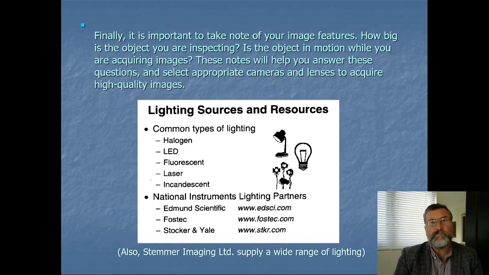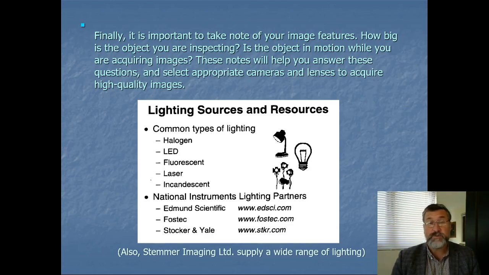So the image features, of course, are also important. How big the object is you're inspecting, whether you can get it in field of view, we'll look at that. Is the object in motion while you're acquiring the images? Years ago, we used to use strobes if you had objects in motion. Nowadays, we don't need to do that, because the cameras are so flexible, you can do so much with them, that you can just capture images very quickly. You can adjust the shutter on the camera and capture images very quickly according to exactly when you want to.